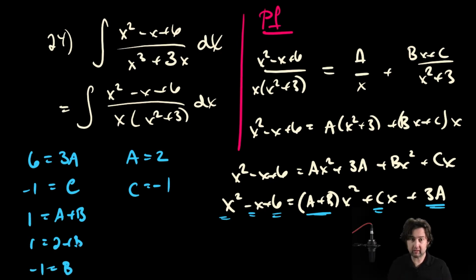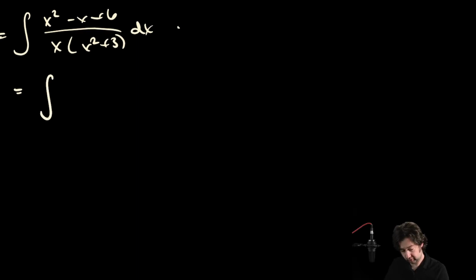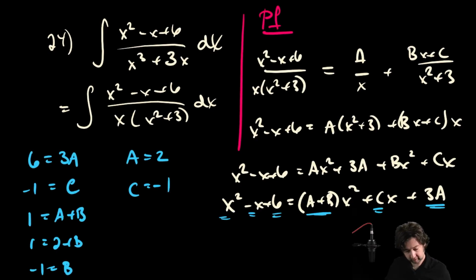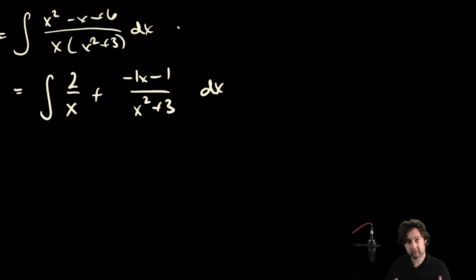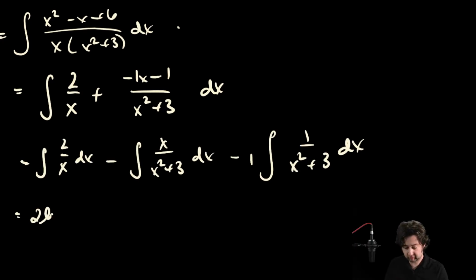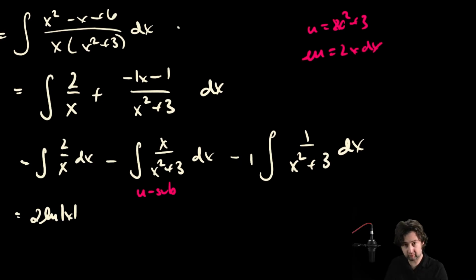So that tells me that I can rewrite this complicated integral as the following. This is equal to the integral of 2 over x, because A was 2, plus, okay, so B is negative 1 and C is negative 1. And now I can split this up into 3 different integrals. This is 2 times the natural log of x. This integral turns out to be a u substitution, where you let u be equal to x squared plus 3, and so that du is equal to 2x dx. And what you'll get when you do that is the natural log of x squared plus 3, but with a 1/2 stuck in the front.